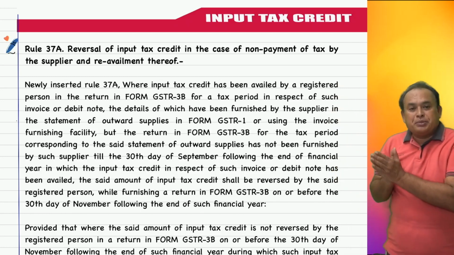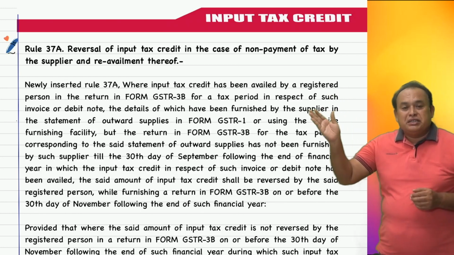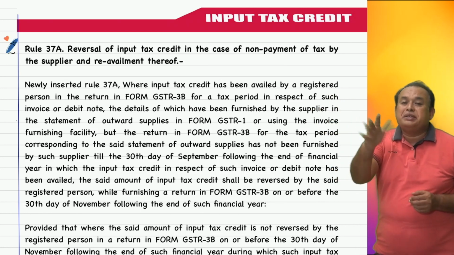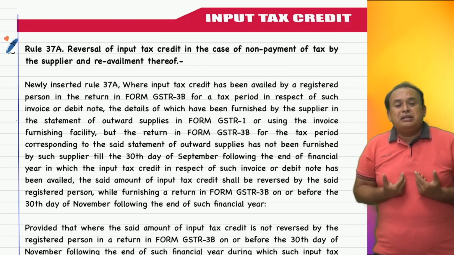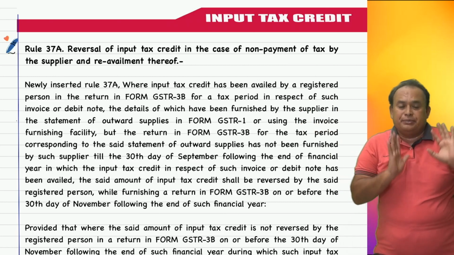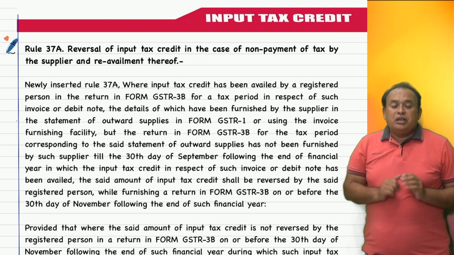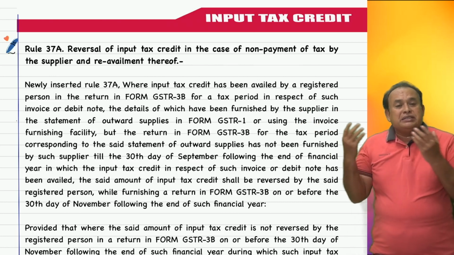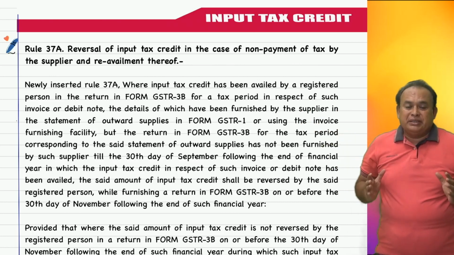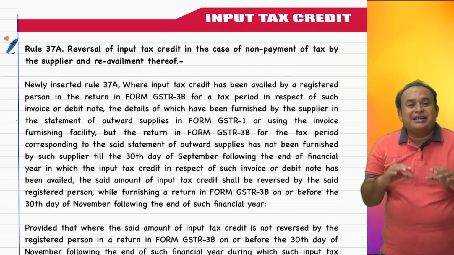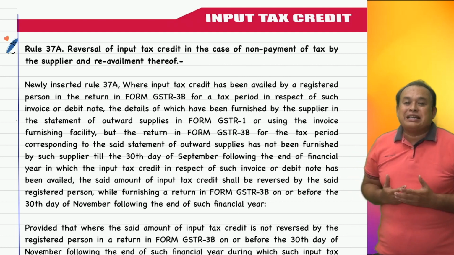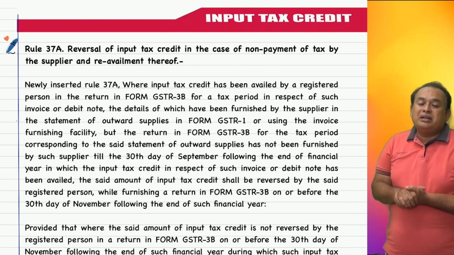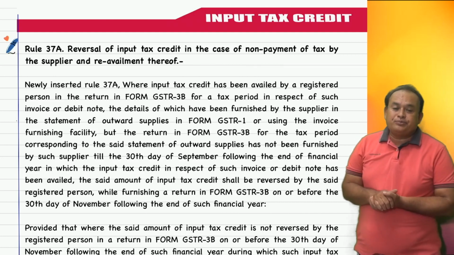For the month of September supplies, the GSTR 1 return was submitted, but GSTR 3B was not submitted by the supplier. As a recipient, I utilize the input tax credit. If so, the supplier has not paid the tax to the department. Should the recipient reverse the credit or not? When should it be reversed? The time limit has been prescribed under Rule 37A.